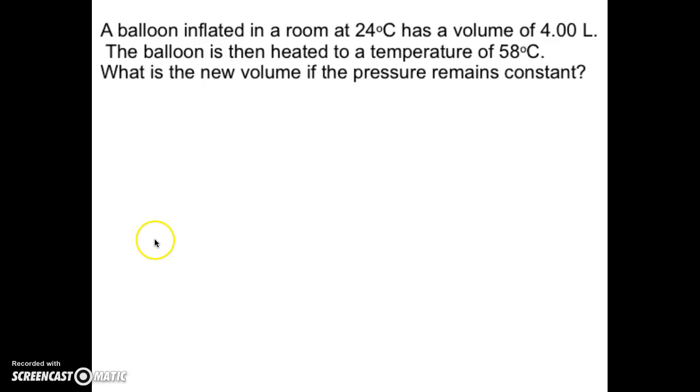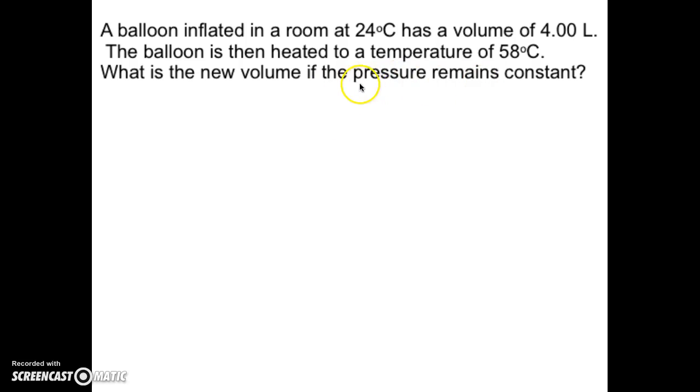The next practice problem says a balloon inflated in a room at 24 degrees Celsius has a volume of 4.00 liters. The balloon is then heated to a temperature of 58 degrees Celsius. What is the new volume if the pressure remains constant?